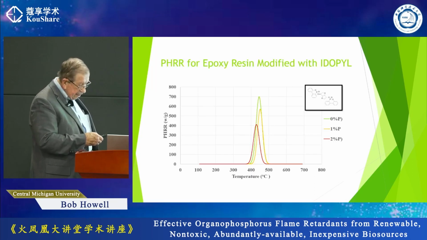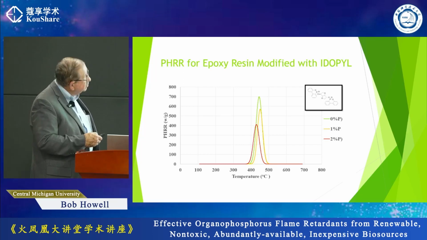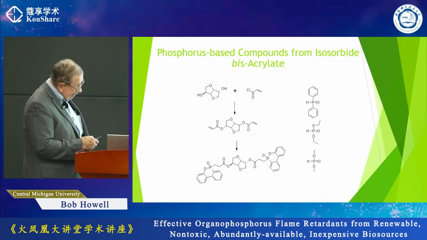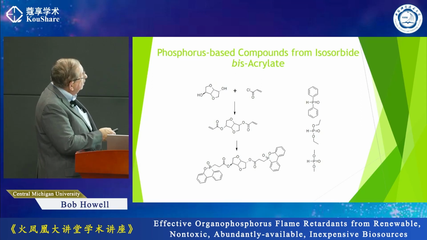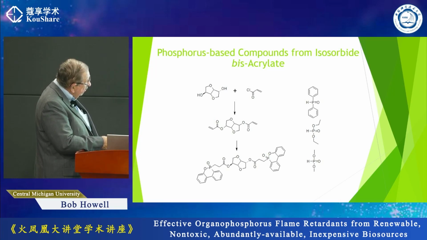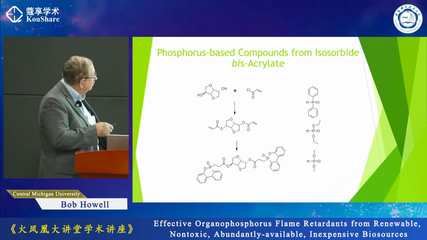And again, you see quite good reduction in peak heat release rate with 1% and then 2% phosphorus. And as I mentioned, you can first esterify with acrylyl chloride, and that generates the corresponding acrylate. And then you do Michael addition of phosphite, and you get a compound which contains a phosphorus-carbon bond. These are much more stable than the previous ones we just looked at.